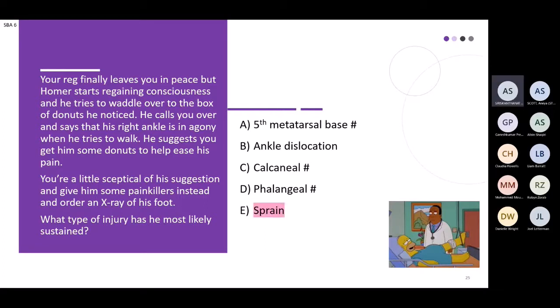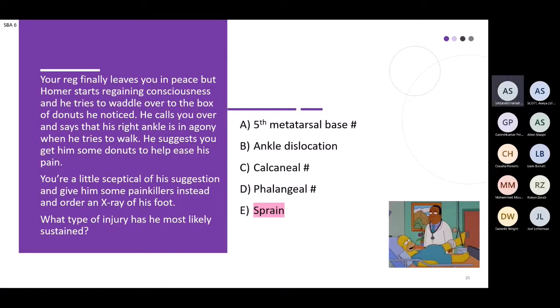So there's a bit of a split, but most people have put down E, which is the correct answer, sprain. The fact that he's able to waddle around and he's in pain, but he doesn't seem like he's in obvious agony, means it's very unlikely he's actually fractured or dislocated anything. So the answer is a sprain.